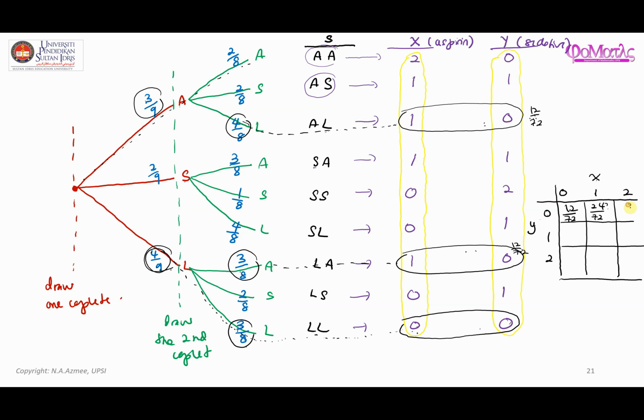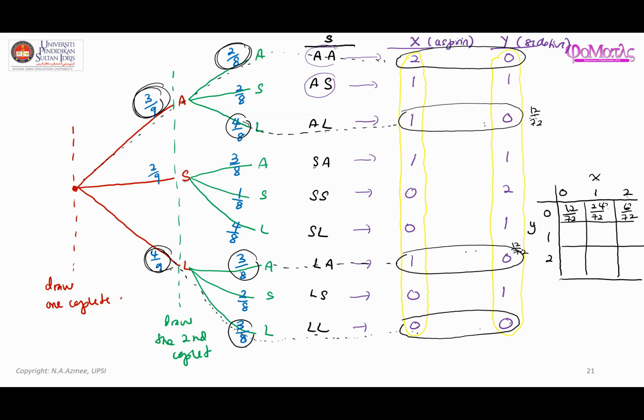Okay, so for this one here, we've got to consider x equals 2, y equals 0. So x equals 2, y equals 0 happens right on top here. And for that one, you can see the probability is just this one times this one. So 3 times 2 is 6, 9 times 8 is 72. So we've got this one, 6 over 72. Okay.